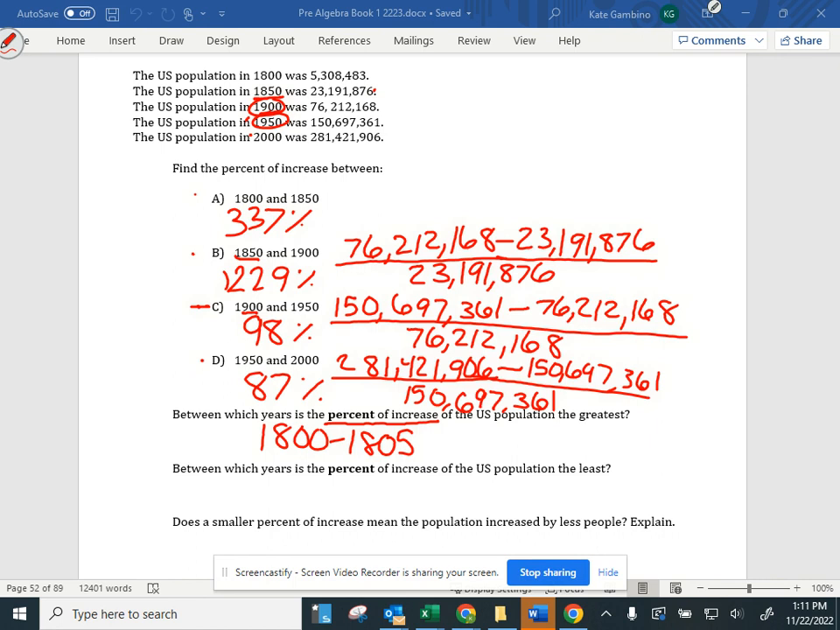Audrey. 1950 and 2000. Yep. This is our smallest increase that we had between 1950 to 2000. That percent of increase is a lot smaller.